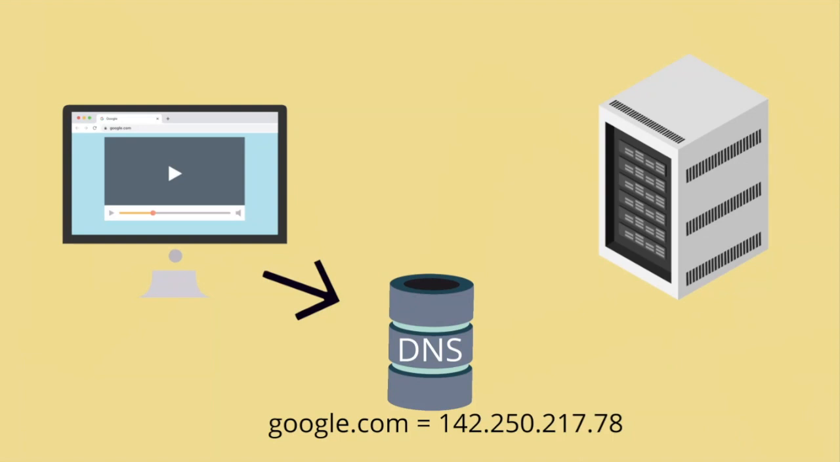There's a large database called the Domain Name System, or DNS, that keeps track of all the web addresses and the IP addresses that are associated with it. It's much easier to remember the domain google.com instead of typing in a long series of IP address numbers.